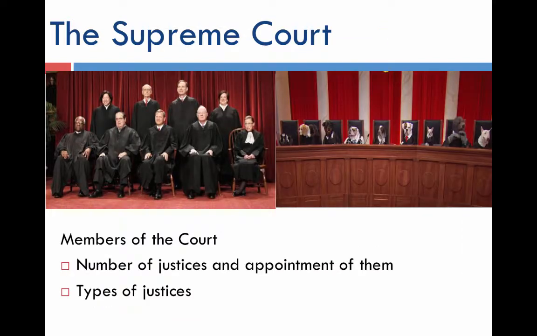So that brings us then, after we go through the district and circuit courts, to the Supreme Court. There are 9 justices on the Supreme Court. Typically, for a while now, there have been 8. But typically, the situation is 1 Chief Justice and 8 Associate Justices.